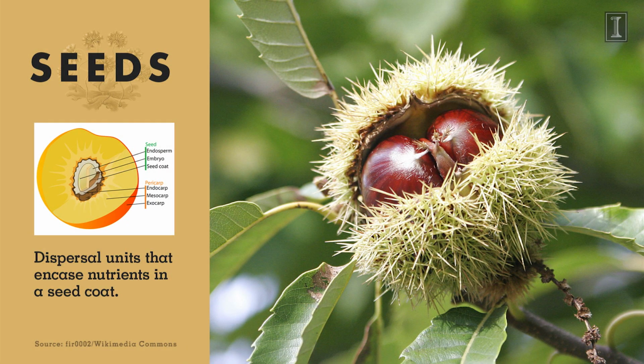Seeds are dispersal units that actually store nutrients that are encased in a seed coat. So this is a little bit similar to the amniotic egg, where we have the placenta providing nutrients to the fetus. Actually, a seed has that protective packet, and it provides nutrients for that seed while it's blowing in the wind or awaiting its arrival.